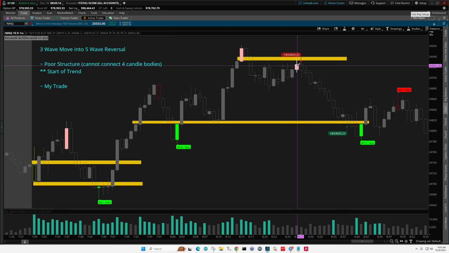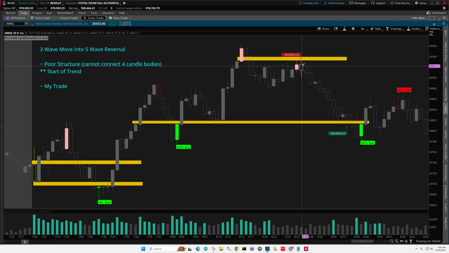So when I saw this pink candle get created, and then it was just a wick, and no bodies came up. There was no preceding bodies come up to fill this pore structure area. I got short on this next candle at 24,920.25. So basically, right there, right at this level. Short right here.